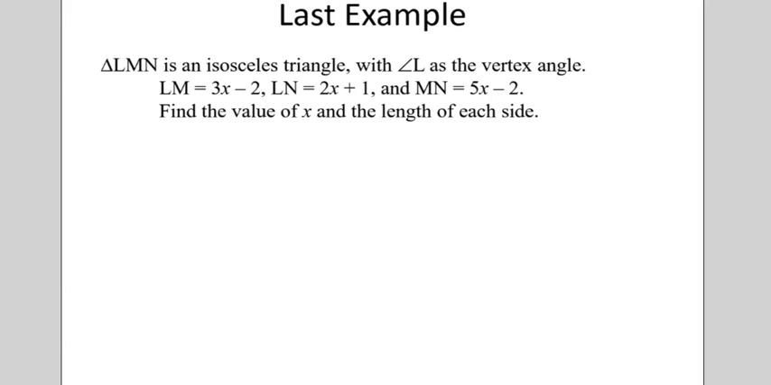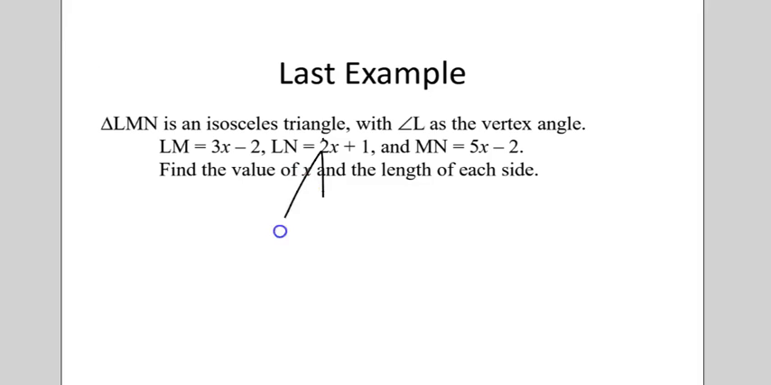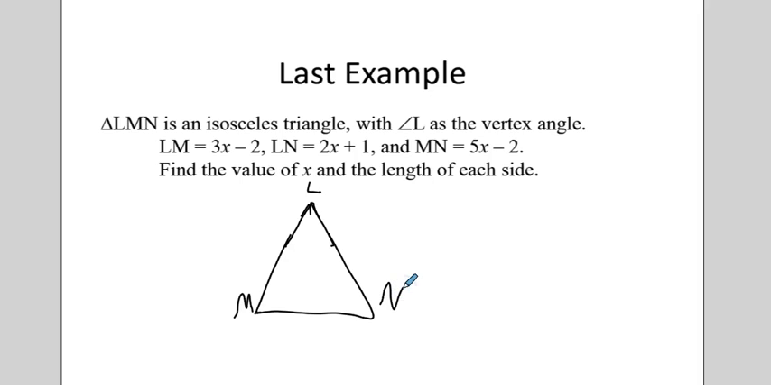Last example. Triangle LMN is an isosceles triangle. Well, that just got all messed up. Okay. Now, it says angle L is the vertex angle. So I'm going to put that up here. And M and N, it doesn't matter which one I put where. LM is 3x minus 2. LN is 2x plus 1. These are the equal sides. And MN is 5x minus 2. Not important for the beginning, but will be for the end.